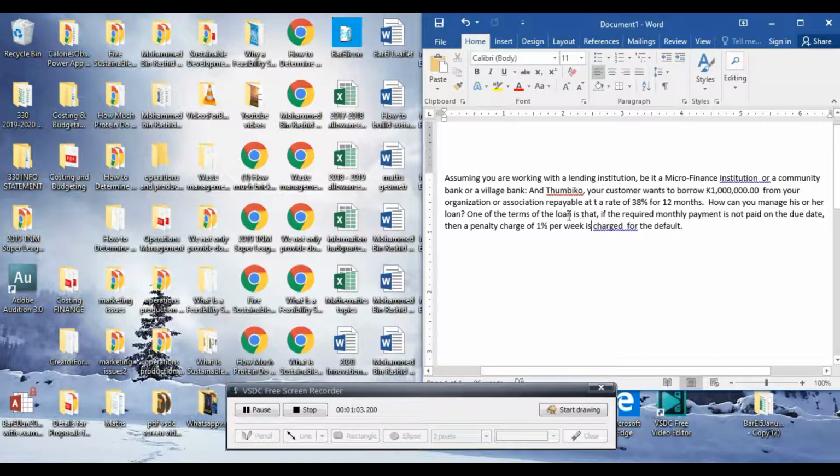One of the terms of the loan is that if the required monthly payment is not paid on the due date, then a penalty charge of 1% per week, that is per 7 days, is charged for the default. Here's how to go about this question.